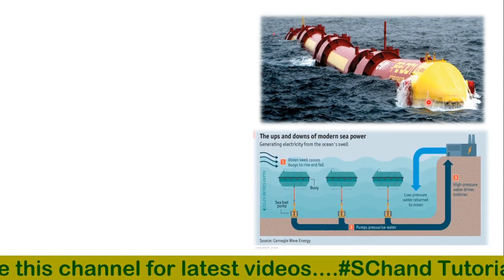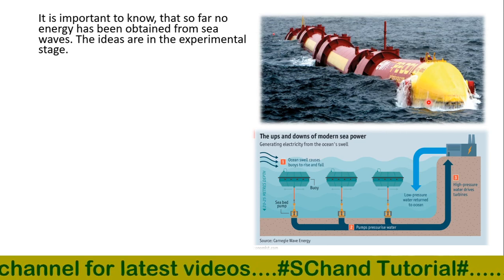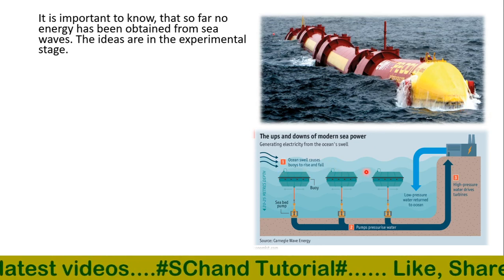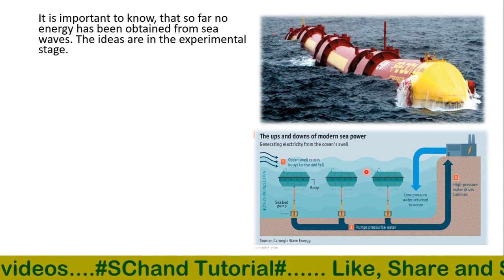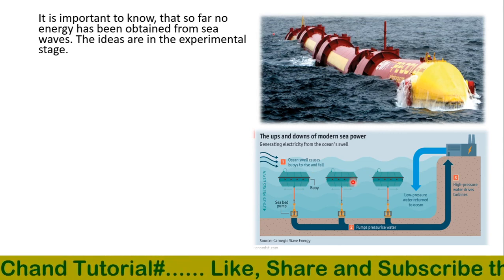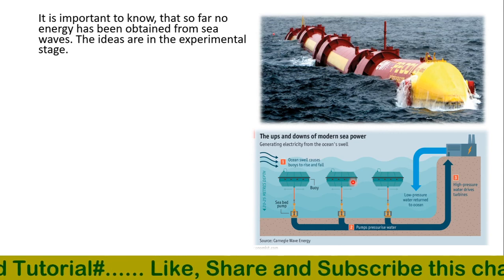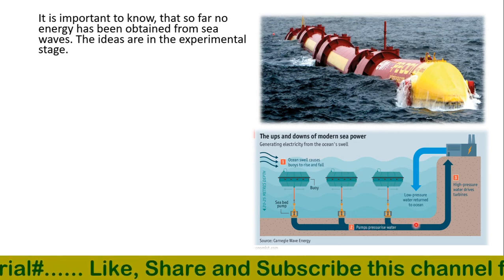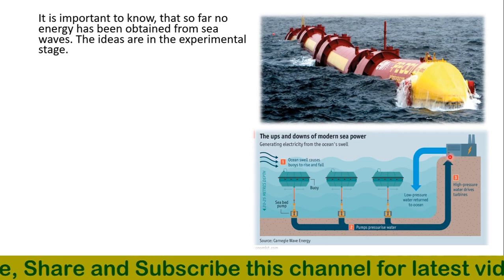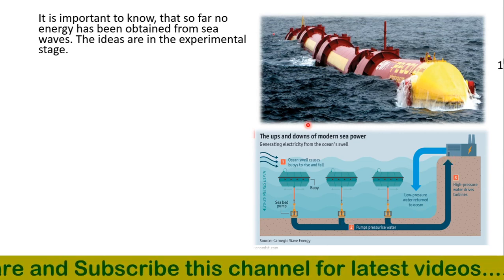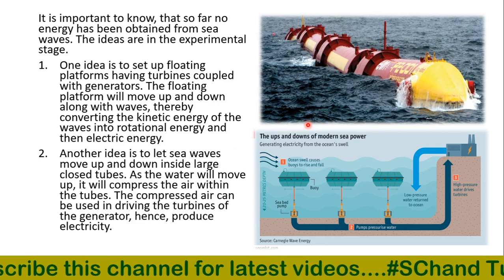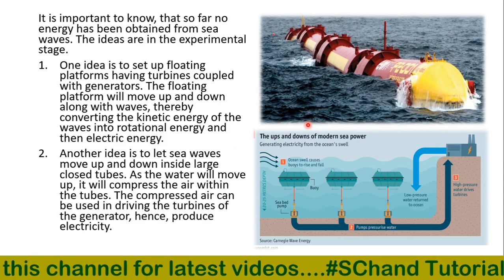Then another idea is to set up large closed tubes in which the sea waves move up and down. As the water moves up and down, it will compress the air within the tubes. The compressed air can be used in driving the turbines of the generator, and hence it produces electricity. So this is how wave energy can be used to produce electricity in two ways.